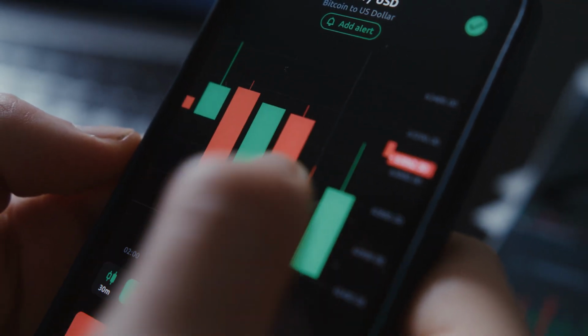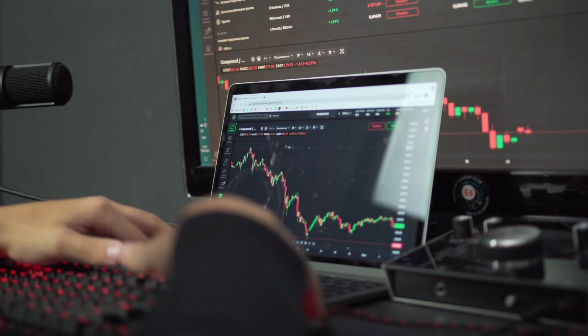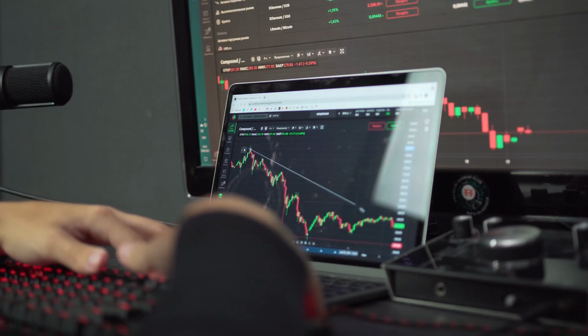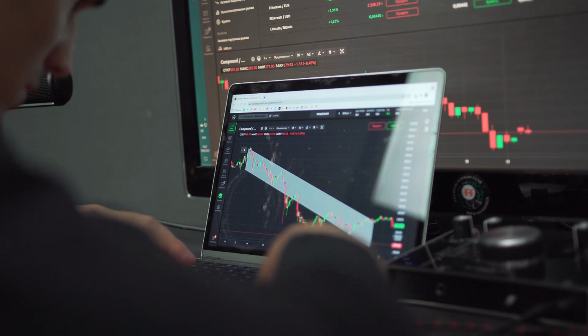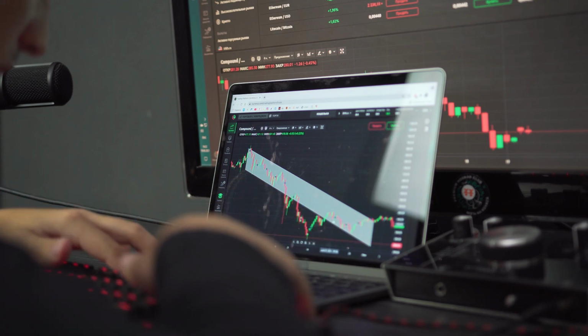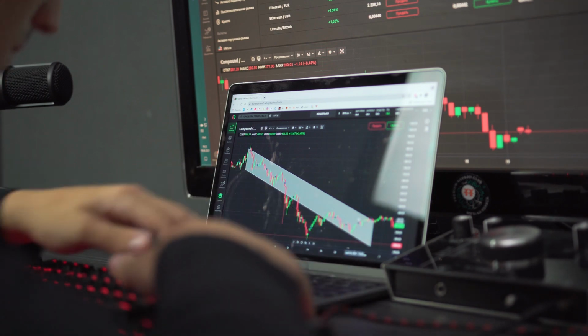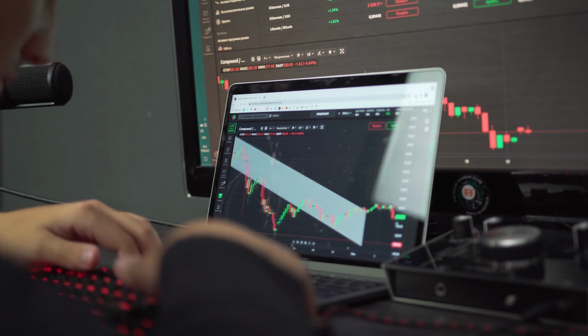Let's look next at the difference between active investing and passive investing. Active investing involves a hands-on approach in which fund managers or individual investors actively research, analyze, and select investments. They frequently monitor their portfolios and make adjustments based on changing market conditions, economic indicators, and company performance.